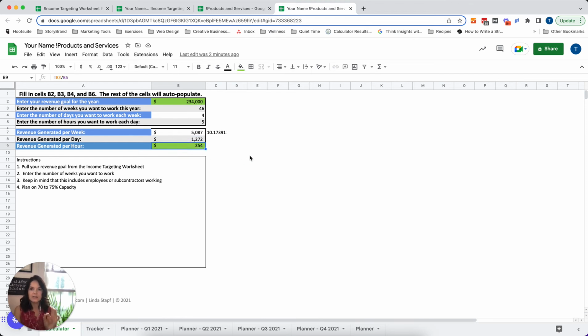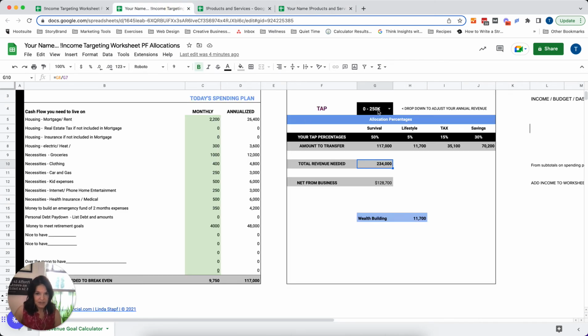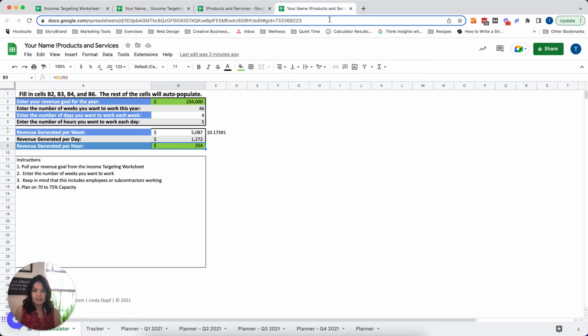But truly, this is where I like to come and take a look. Is this revenue generated per hour? Here's your bottom line hourly rate, $254. If you are in the $0 to $250,000 category, you need $117 to pay yourself. You need to generate $234,000 in revenue after COGS, after subcontractors, and that means you can charge no less than $254 an hour if you want to work 46 weeks a year, 4 days a week, 5 billable hours a day, which is around 75% capacity.